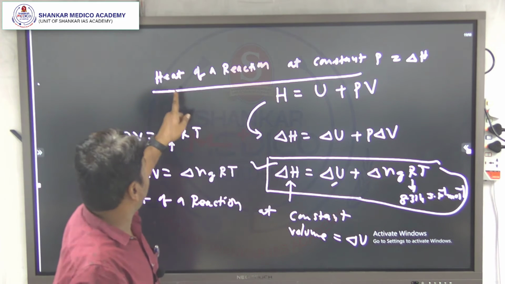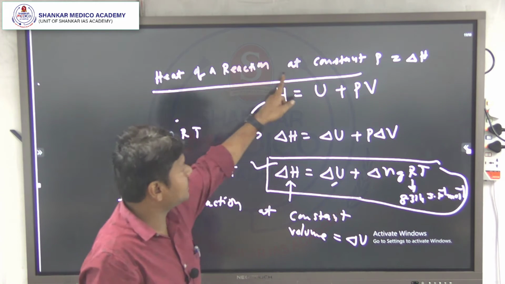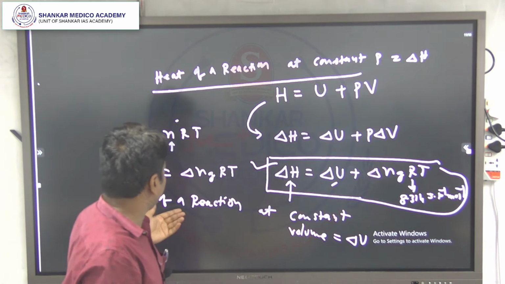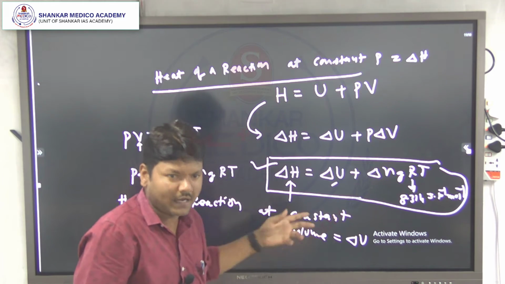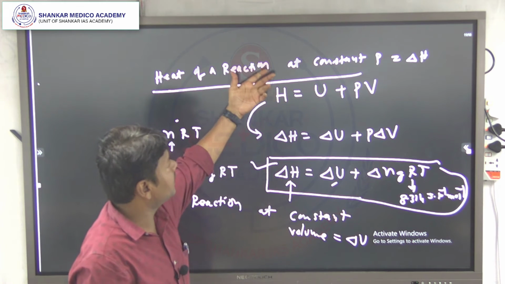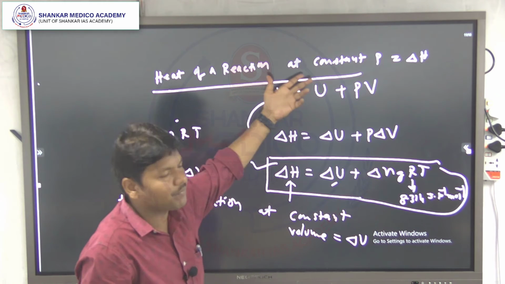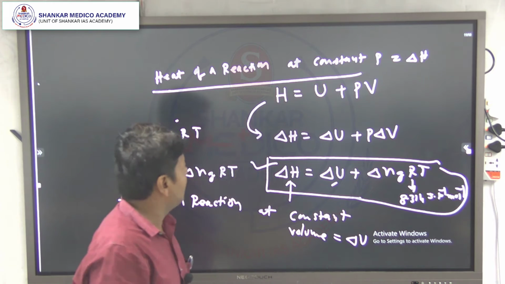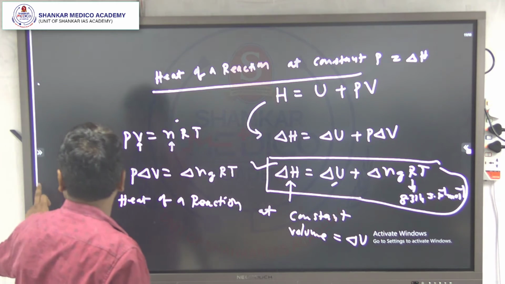Indirectly they may give heat of a reaction at constant pressure and you need to calculate heat of a reaction at constant volume, or else they will give heat of a reaction at constant volume and you need to calculate the heat of a reaction at constant pressure. So let us see one problem.